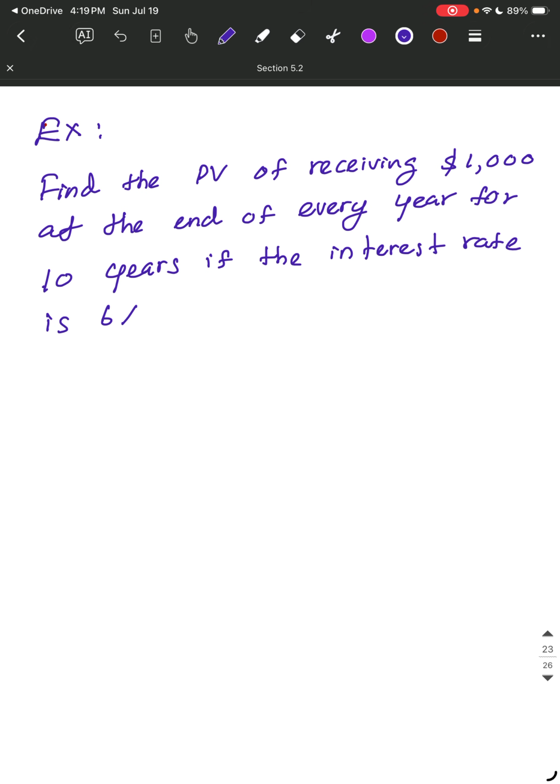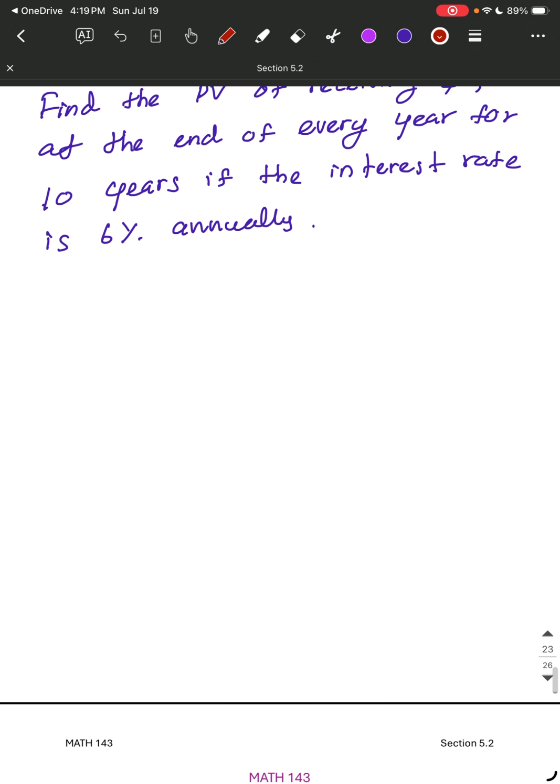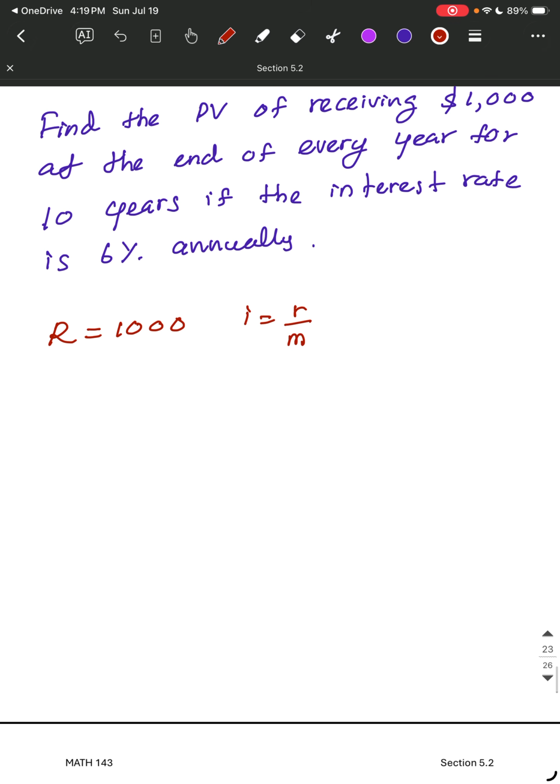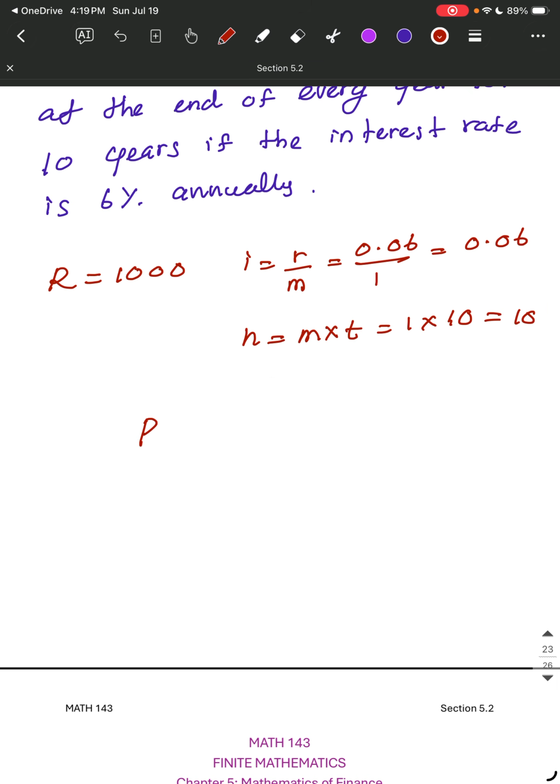Okay, let's quickly identify the values. R is $1,000, I equals R over M annually, therefore 0.06 over 1, 0.06. N equals M times T, 1 times 10, 10. Then substitute into the equation: PV equals R times (1 minus (1 plus I) to the power negative N) over I. Okay, use your calculator to get the present value.